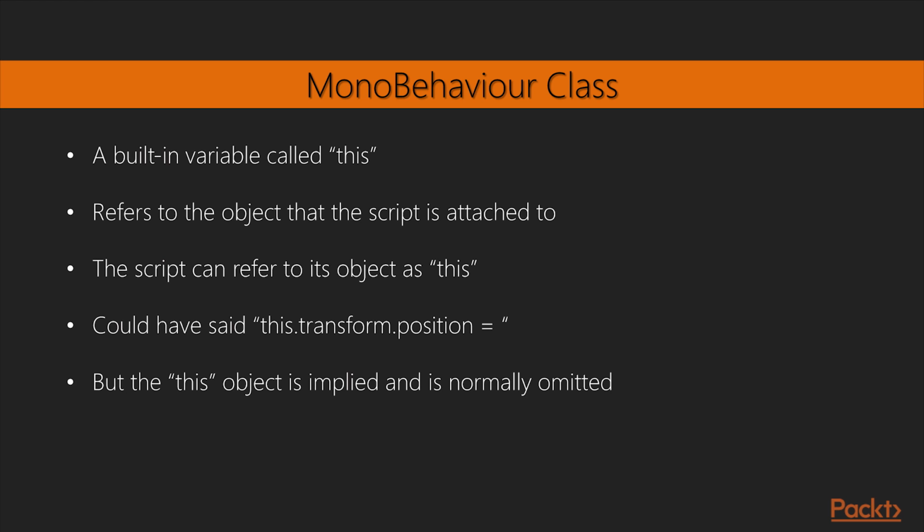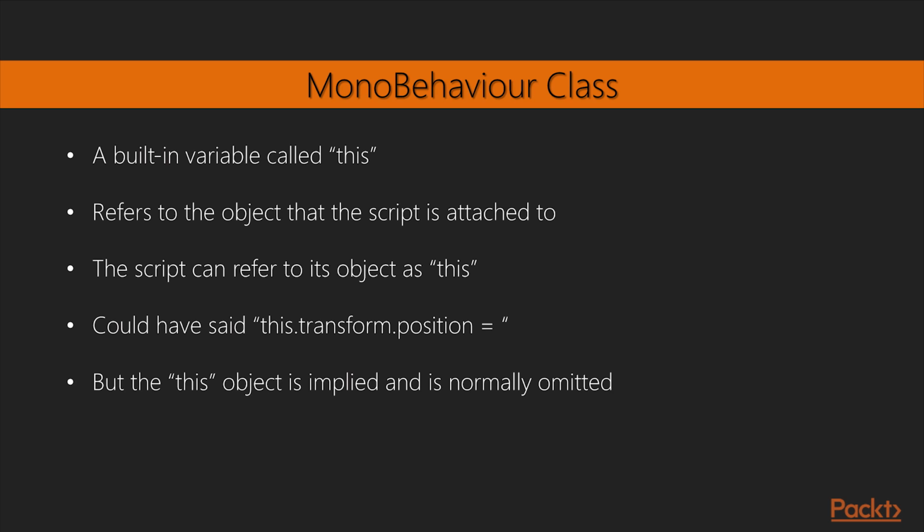Each MonoBehaviour class has a built-in variable called this, which refers to the object that the script is attached to. That is, when the script is a component of an object and appears in its Inspector panel, the script can refer to its object as this. In fact, this is so obvious, if you want to call functions on the this object, you don't even need to say it. We could have said this.transform.position equals, but the this object is implied and is normally omitted.